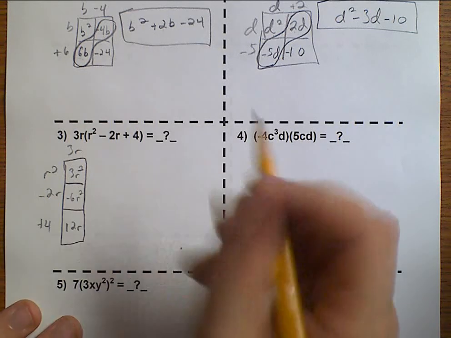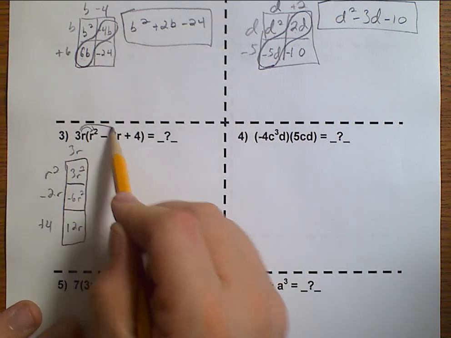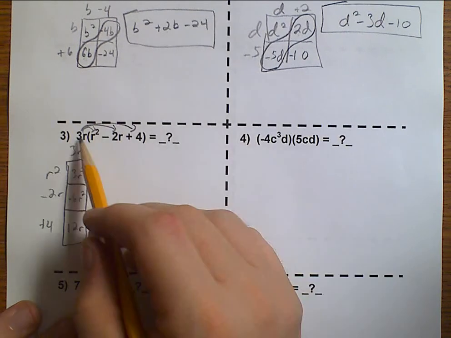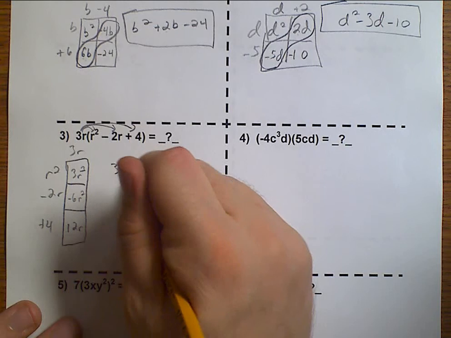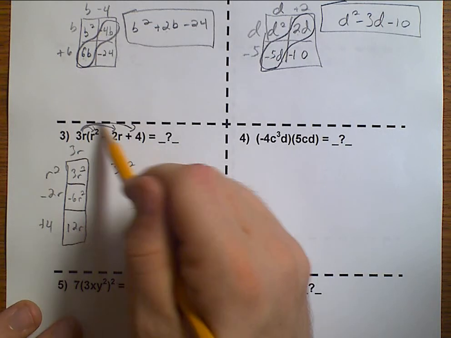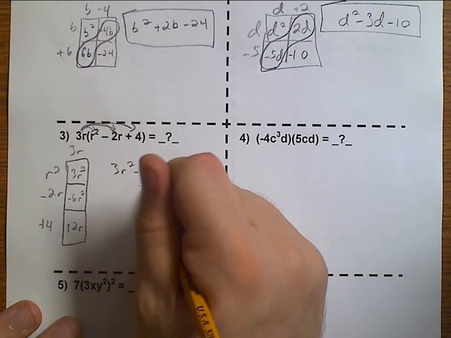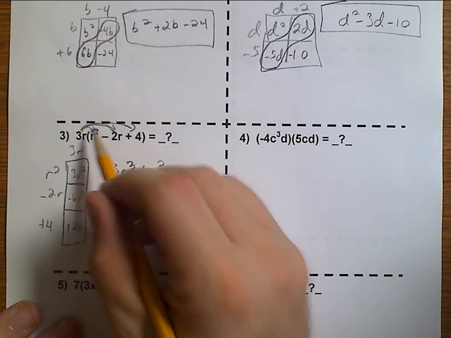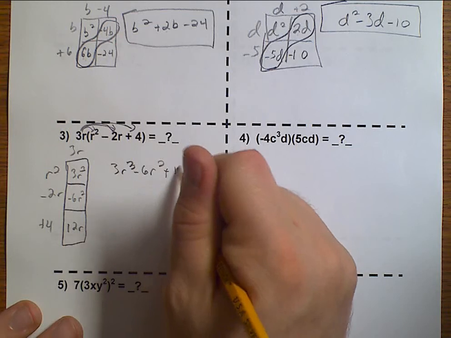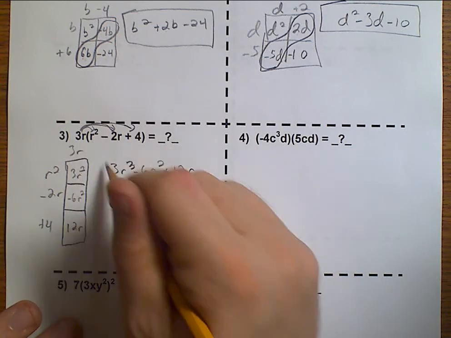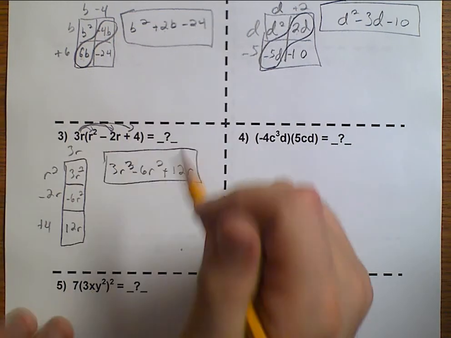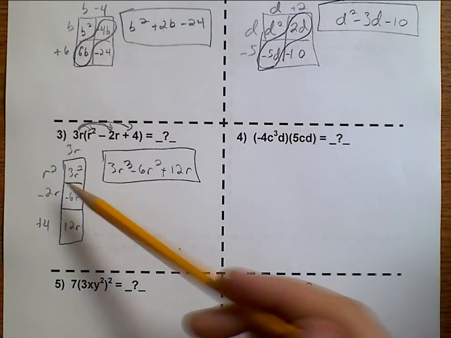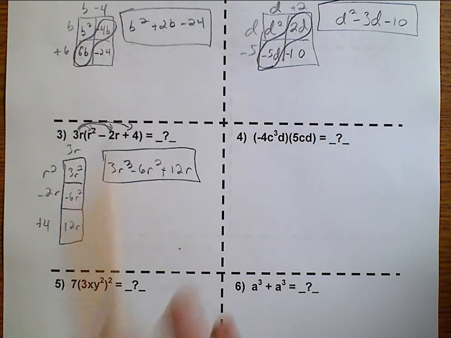Or I could do the distributive property. 3r times r squared makes 3r to the third, because 1 and 2 make 3. 3r times negative 2 makes negative 6r squared. 3 and 4 make 12r. Either method is correct, whether you want to do the box or you want to distribute.